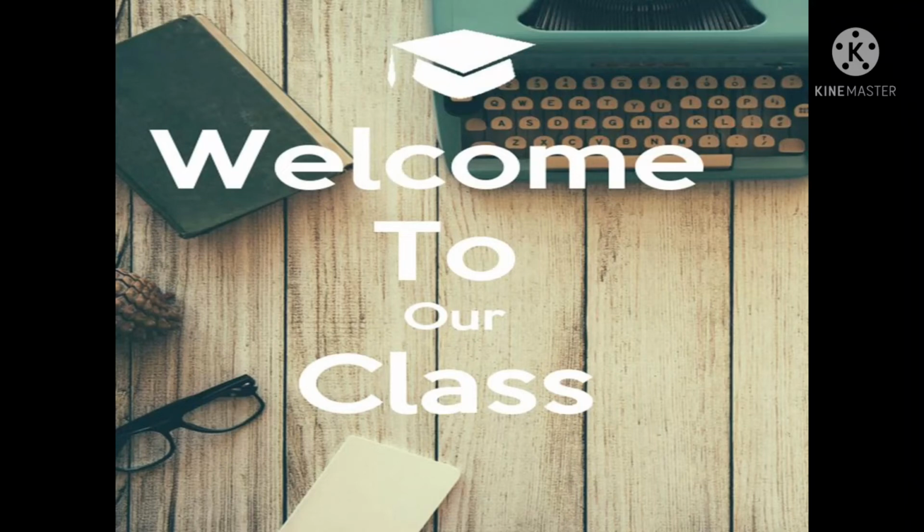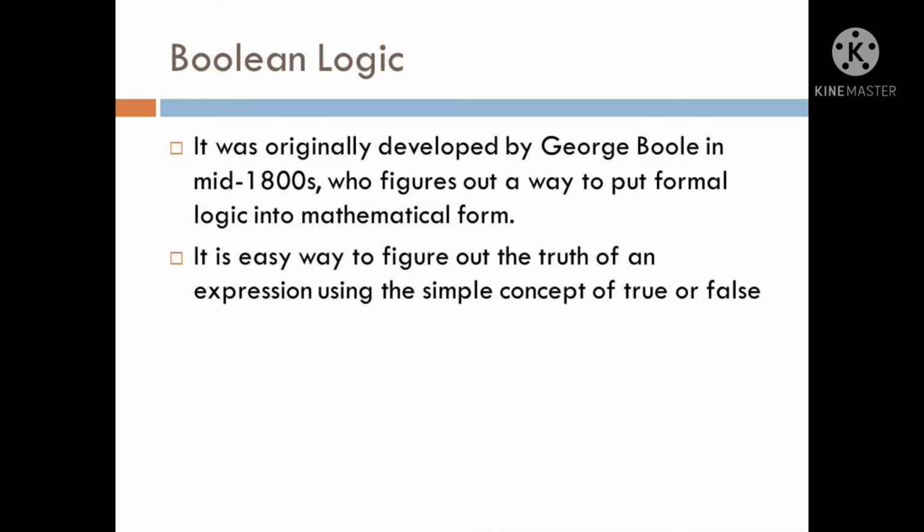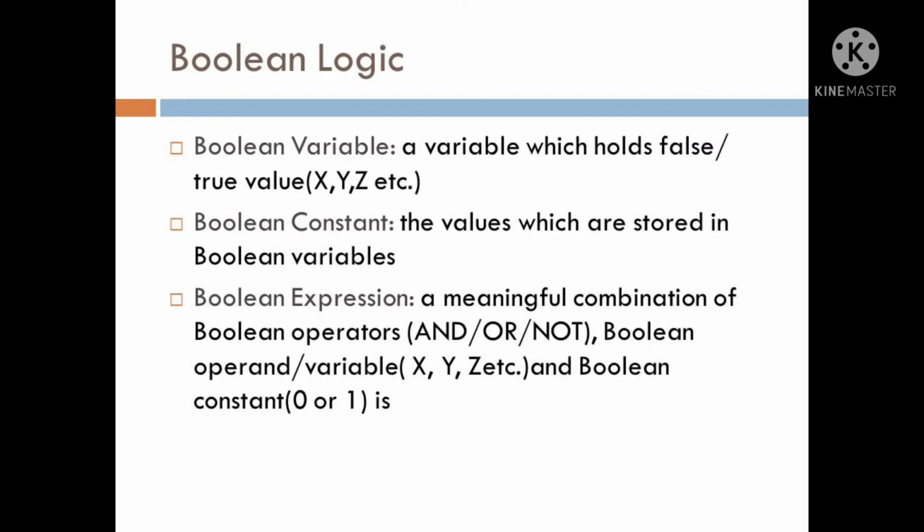Today we are going to discuss Boolean logic. Boolean logic was originally developed by George Boole in the mid 18th century, who figured out a way to put formal logic into mathematical form. Boolean logic is a very easy way to figure out the truth of an expression using the simple concept of true or false. We are going to discuss Boolean variable.